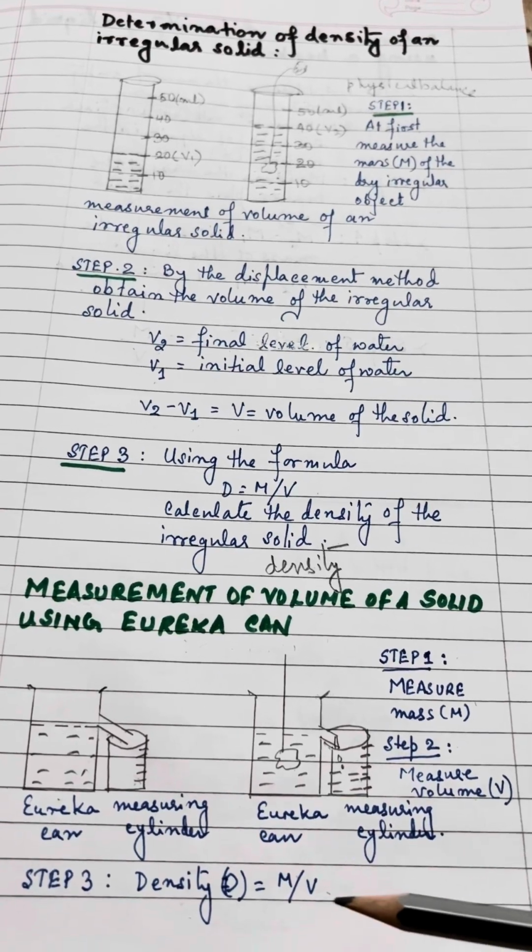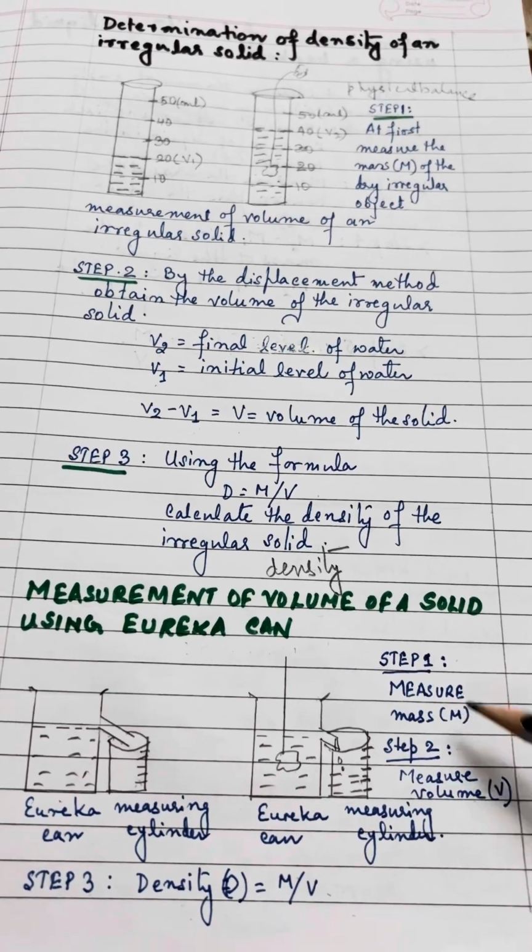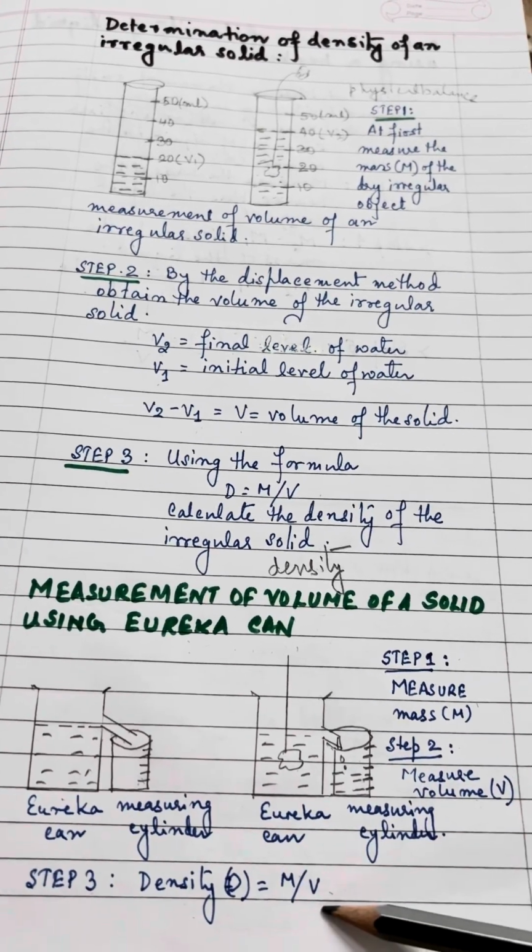Step 3, density is equal to mass upon volume. Mass known to us, volume known to us, density can be calculated.